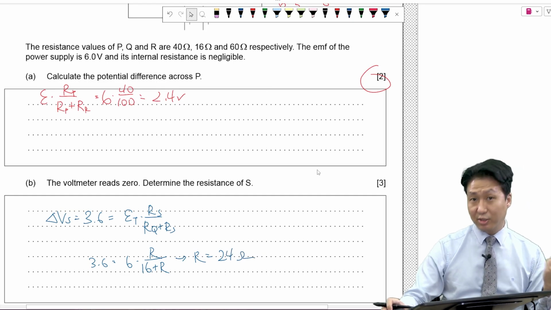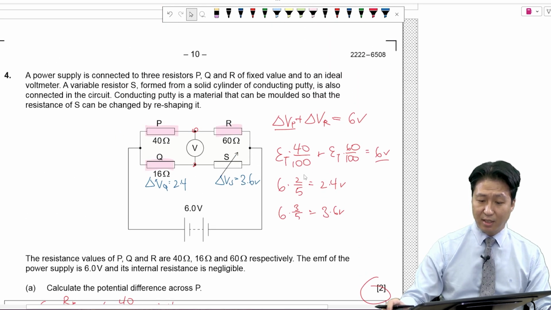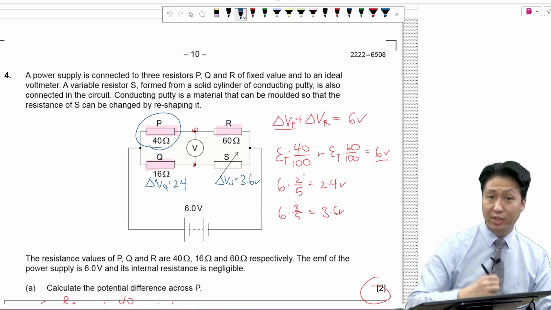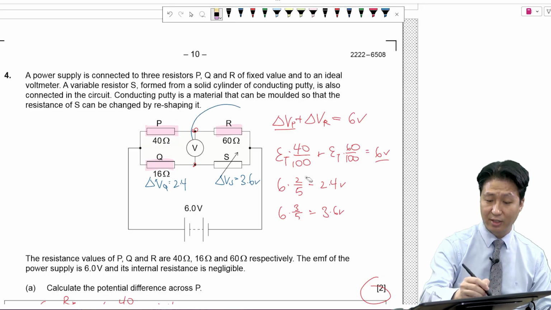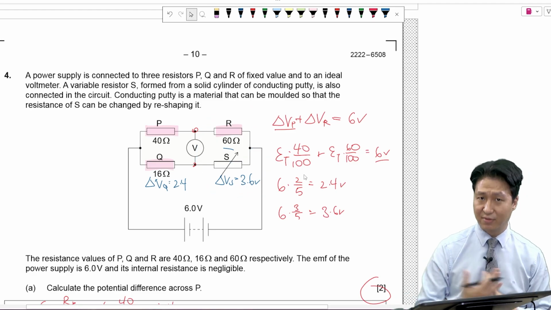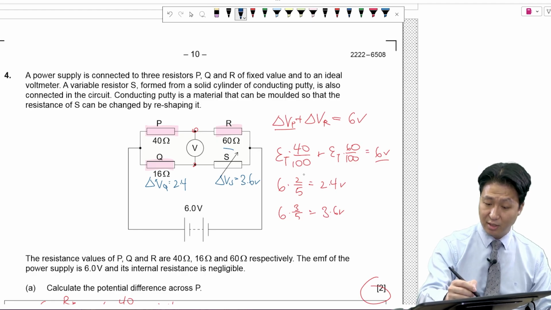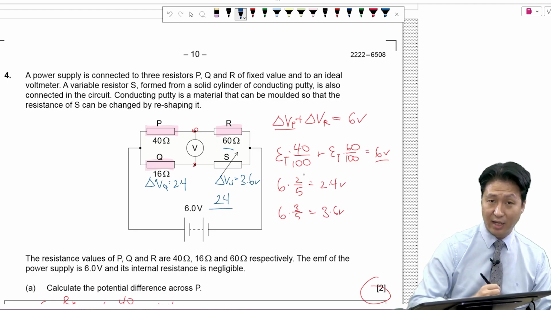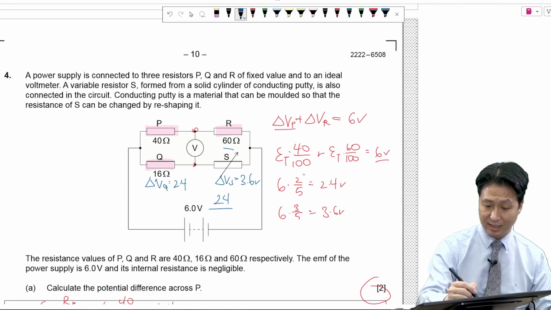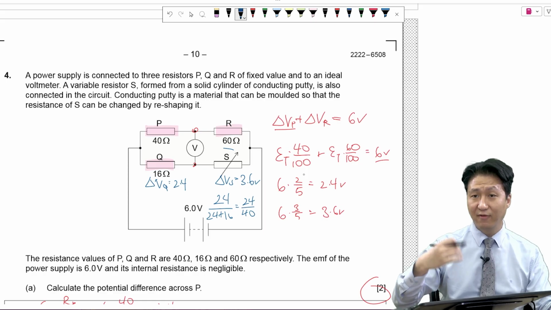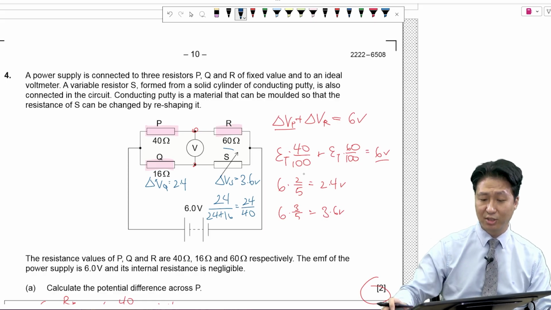Now, let's actually try to check it, right? This here was 2/5 of the total voltage, so it has 2/5 of the total resistance. This side here, R and S, should have 3/5 of the total resistance because it has 3/5 of the total voltage. So the question is, is 24 exactly 3/5? So 24 plus 16, 24 over 40, which is indeed 3/5 of the total resistance, which is 3/5 of the total voltage, 3.6 volts.